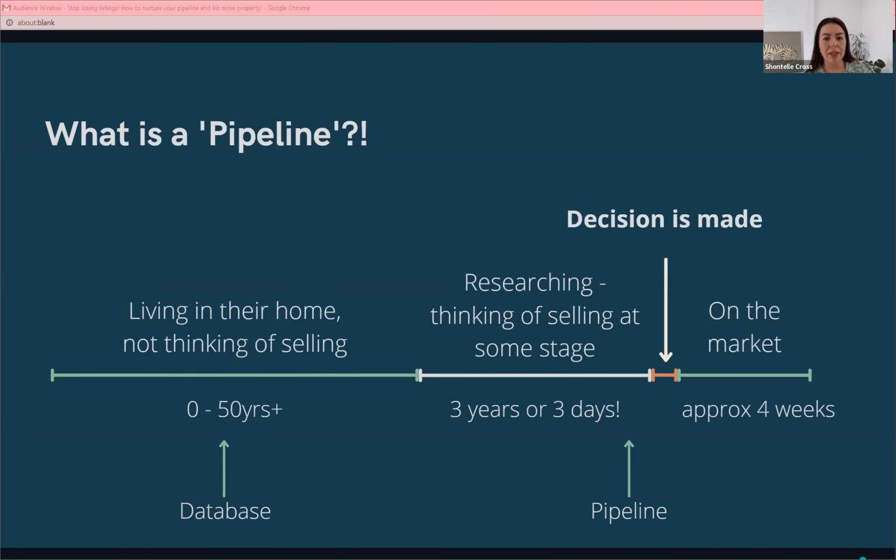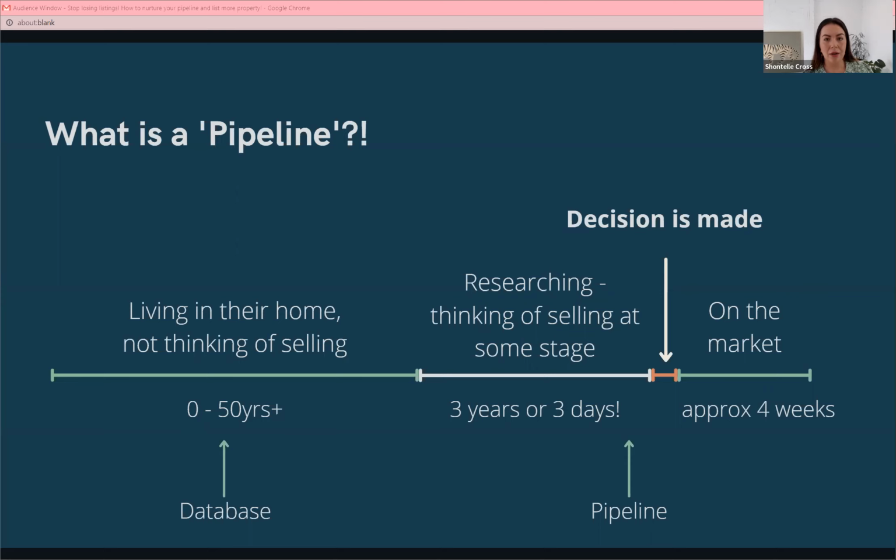All right, so let's start with, what is a pipeline? So guys, in a very literal sense, a pipeline is a list of people who we think, for whatever reason, are going to sell their home within the next 0 to 2 year time frame. Now, in this decision timeframe that you can see here, you can see that they're living in their home, not thinking of selling, that green line there. That is the time where they're within our database, or that we're in contact with them out in the marketplace.